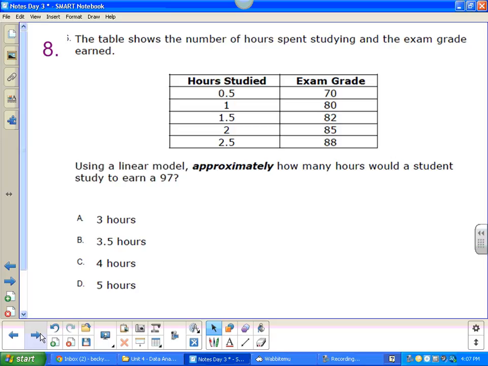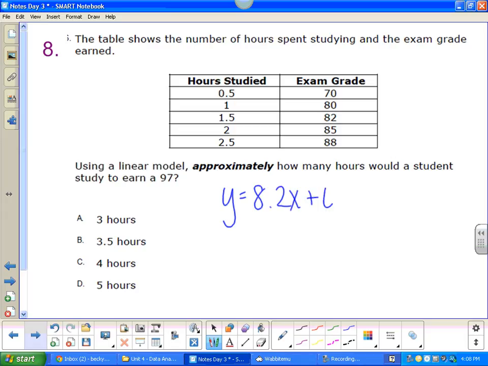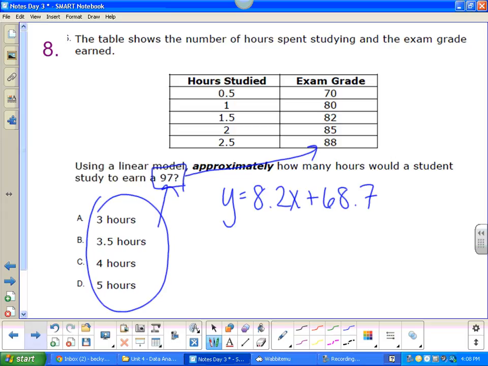So what I'm going to do is type this into my L1, L2, and I'm going to get my equation. And again, feel free to practice that, but to save us some time, I've already found it. So there's our equation. Now I want to earn a 97. So the question is, is that an X or a Y? Well, that's a grade, so that's a Y value.